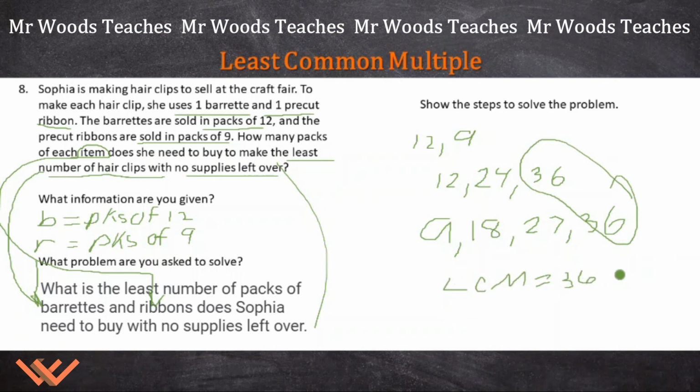But wait, is that the answer? No. We're going to need 1, 2, 3 packs of barrettes. So I'm going to say B is equal to 3. And R, the packages of ribbons, is equal to 1, 2, 3, 4. Again, go back and write up a sentence that says, Sophia will need 3 packages of barrettes and 4 packages of ribbons to make 36 hair clips in all with no supplies left over.